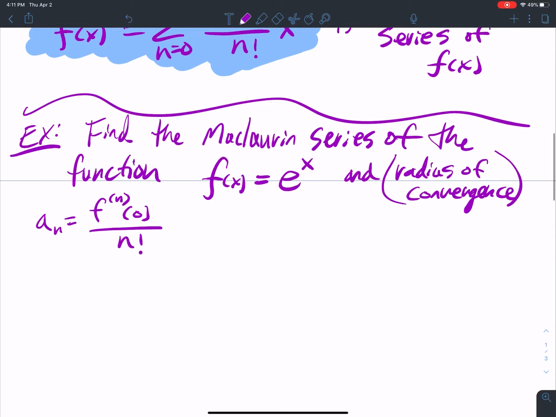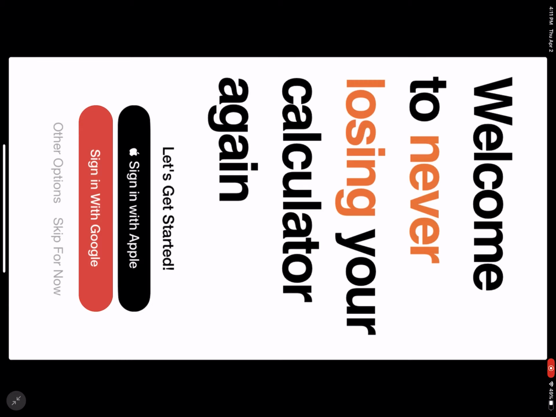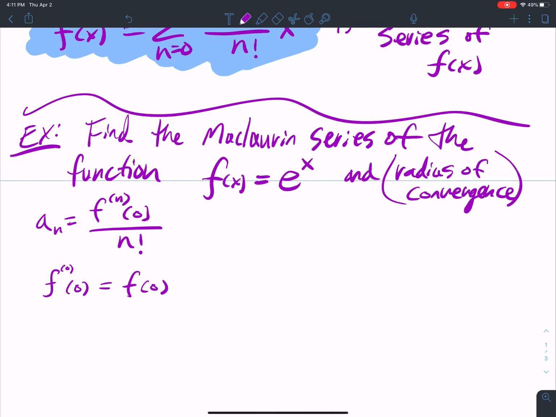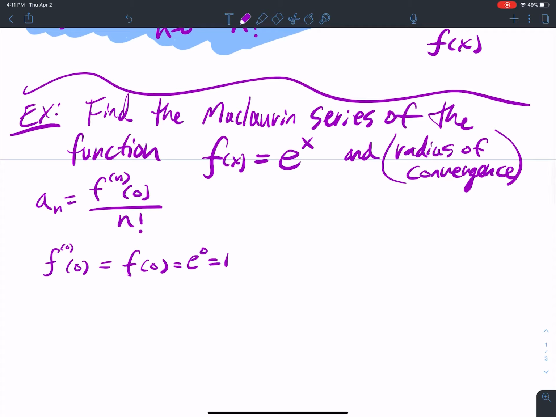I need to take the derivative, evaluate the derivative at 0, and divide by n factorial. Okay, so start with the first one. When n equals 0, that's the 0 derivative, evaluated at 0, so that's just f of 0. If f of x is e to the x, then f of 0 is e to the 0, which is 1. Okay? Now, f prime of 0. So what's the derivative of e to the x? The derivative of e to the x is e to the x. That makes it easy. So this is e to the 0, which is 1 again.